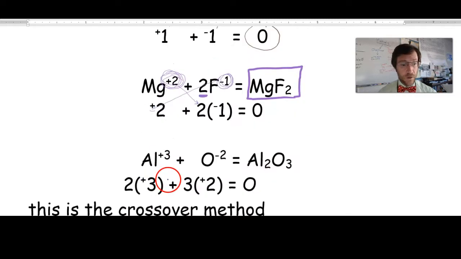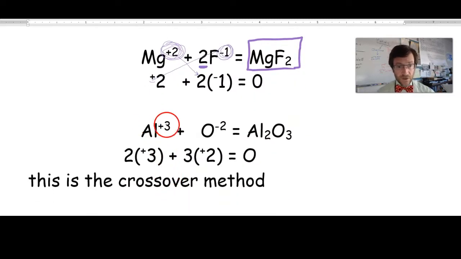Let's see if it keeps going, right? The charge of aluminum is 3, the charge of oxygen is -2. So I'm going to have to multiply the charge of oxygen by 3 and the charge of aluminum by 2, right? So I'll need 2 aluminums and 3 oxygens to get my balanced chemical formula.